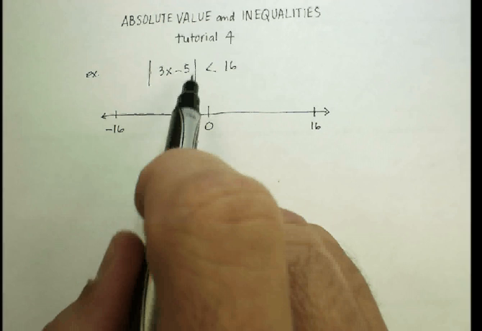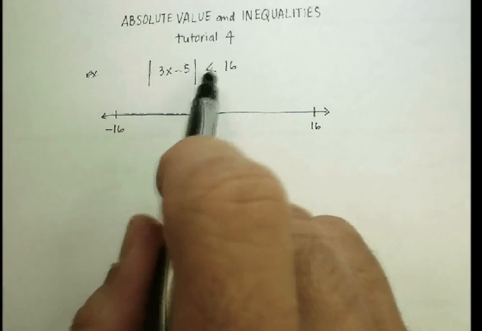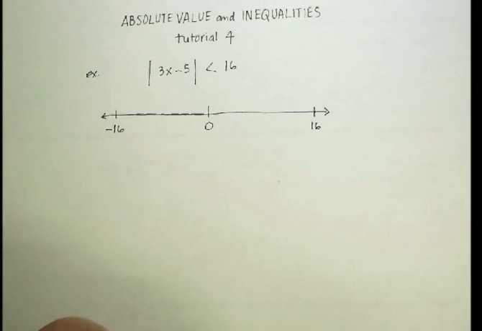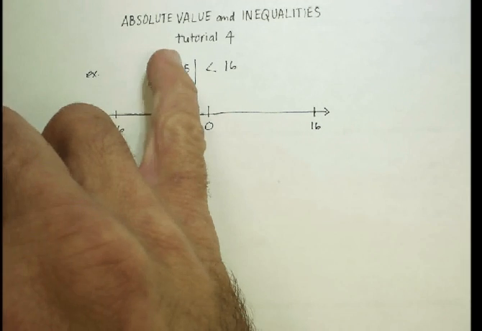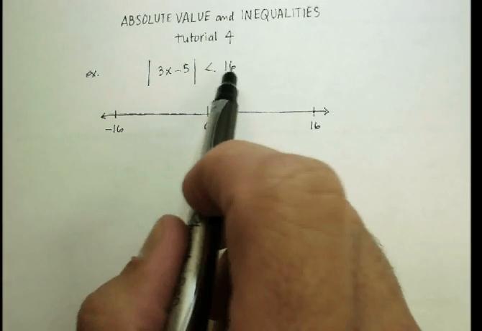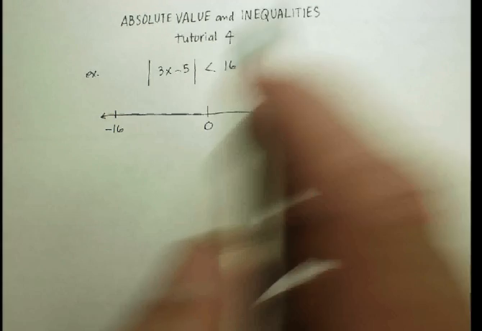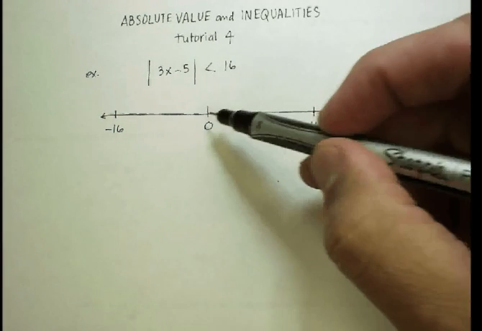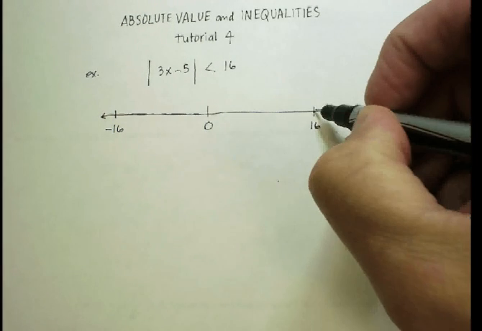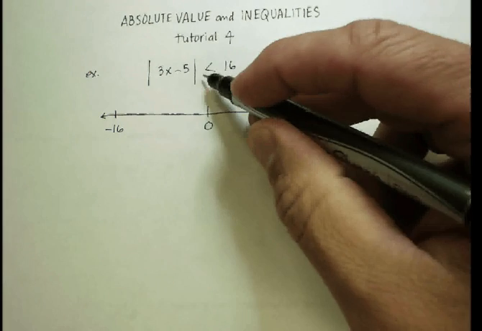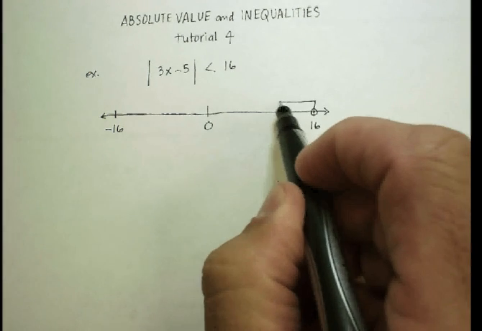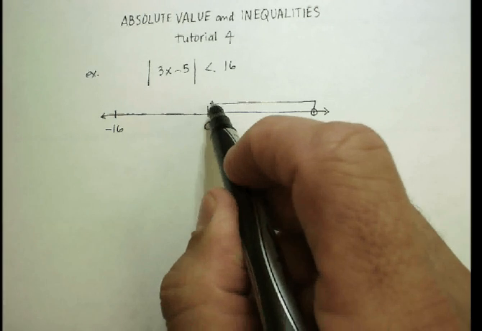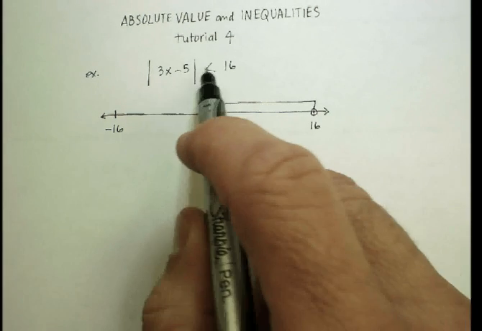So with that in mind, let's interpret what this one is asking. This particular problem is saying I want my absolute value, whatever's in here, to be less than 16 units away. So I've got an inequality. What I would do is go out to 16, and I don't include 16 because there's no equal sign there, and then I want to include all those numbers that are closer to 0 because I want to have it less than 16.